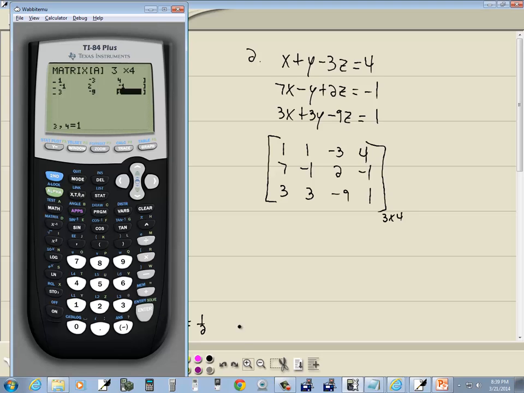And let me check my signs. 4, negative 1, 1, and check my numbers too. Negative 3, 2, negative 9, 1, negative 1, 3, 1, 7, 3. Now I'll exit out, second mode.